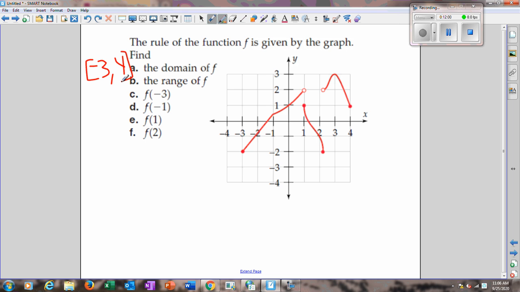The range of f is all the y values. So it starts at -2 and it goes all the way up to 3. So my range is from -2 to 3.